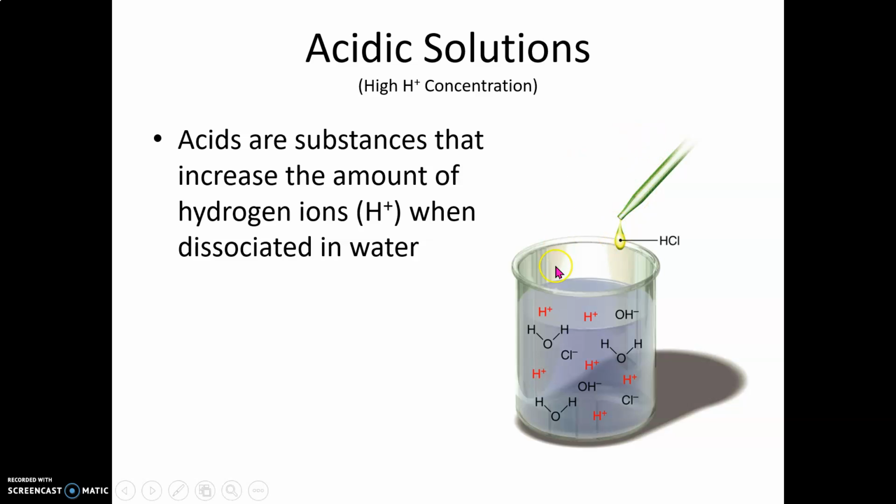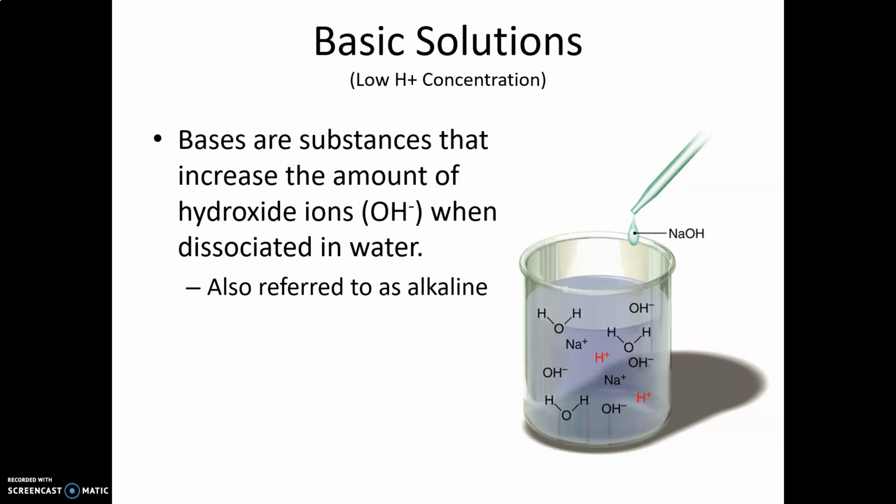But if you add acids to it, it's going to increase how many H positives you have. So when you have an increase in H pluses, it's an acidic compound and it has a pH below 7. And on the flip side, if you put it in the water and you have a small amount of H's or a larger amount of OH negative, it's a basic solution and it has a higher pH. And sometimes bases are called alkalines.